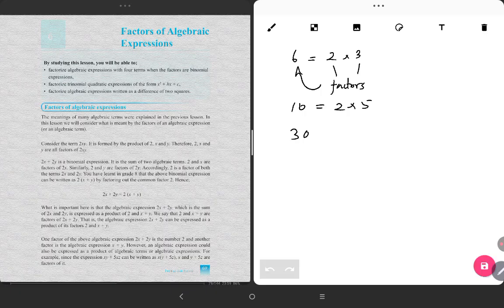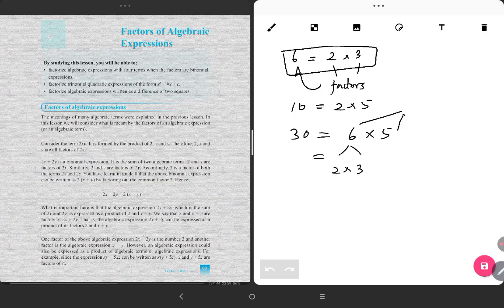Take number 30. We can write this as 6 times 5. Obviously, 6 and 5 are factors of 30, but we also know from this statement 6 can be written as 2 times 3 and times 5 will make this 30. So we can essentially say 2, 3 and 5 are factors of 30.